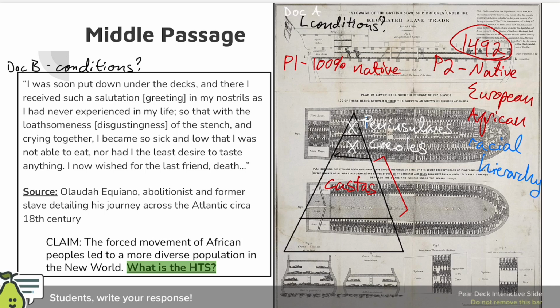Then under the Europeans, we have the castas, and these are the mixed races, right? So what are the 3 categories of mixed races that we've talked about in our curriculum so far? Okay, we have the zambos, the mestizos, and mulattoes.